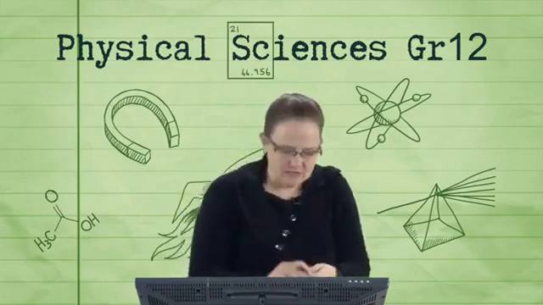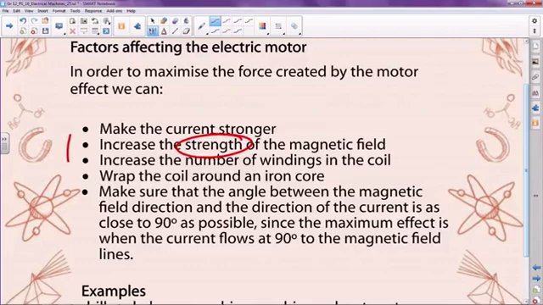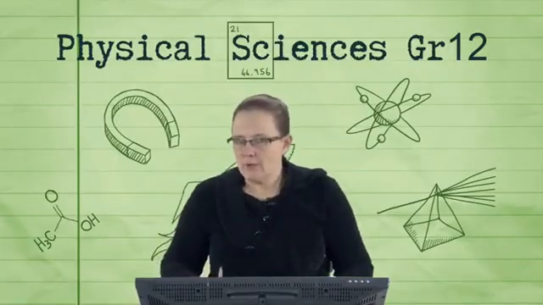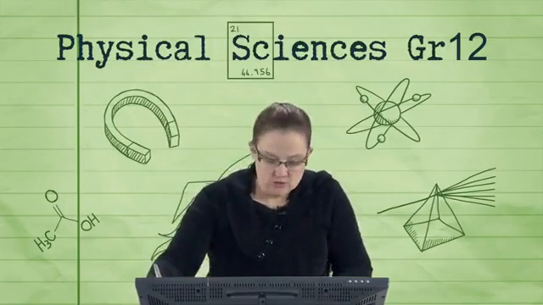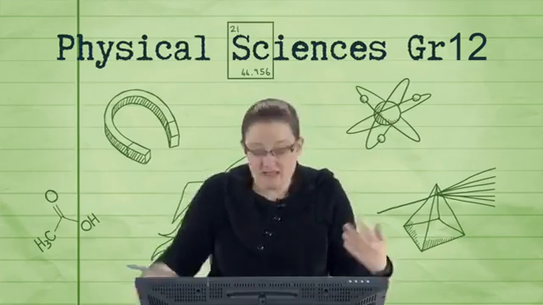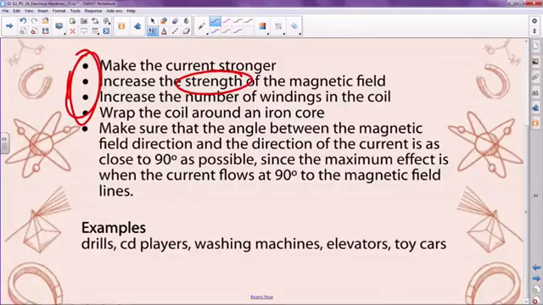But the first four, these four are the important ones. Okay, stronger current, stronger magnets, iron core, more coils. Okay, now where do we use motors? Well, we use them in drills, CD players, washing machines, elevators, toy cars, hair dryers, fans, and the list goes on and on and on.